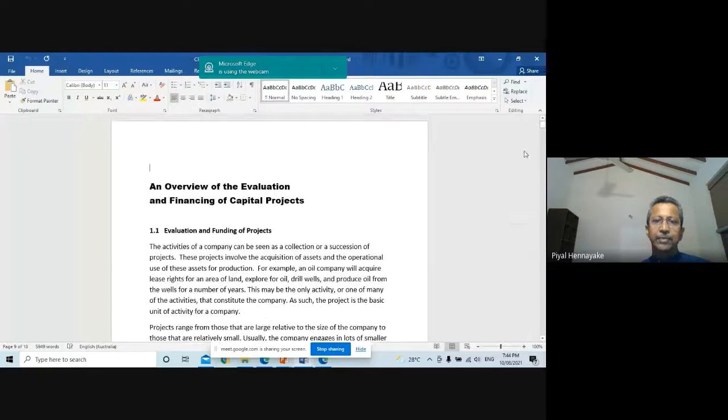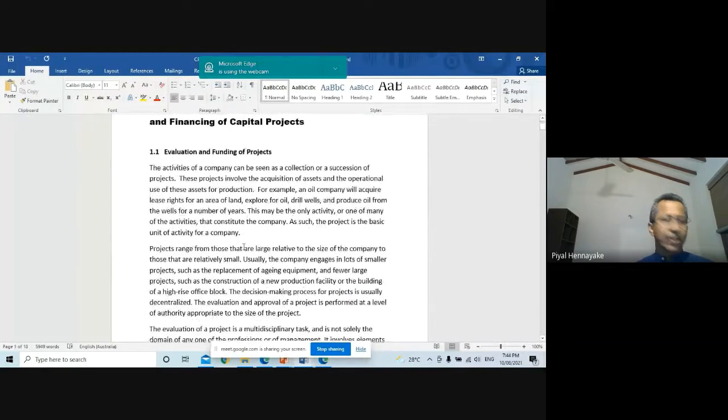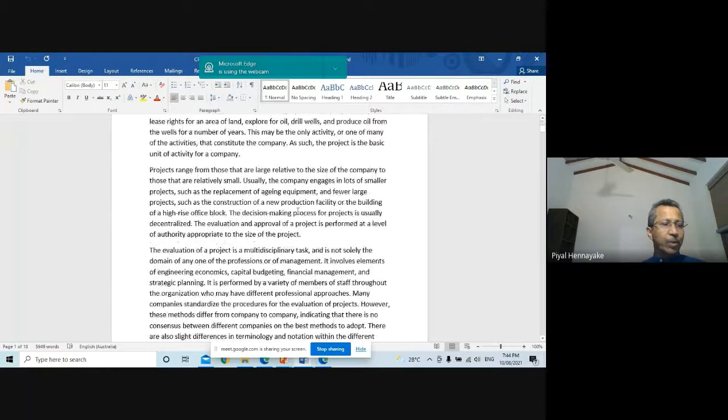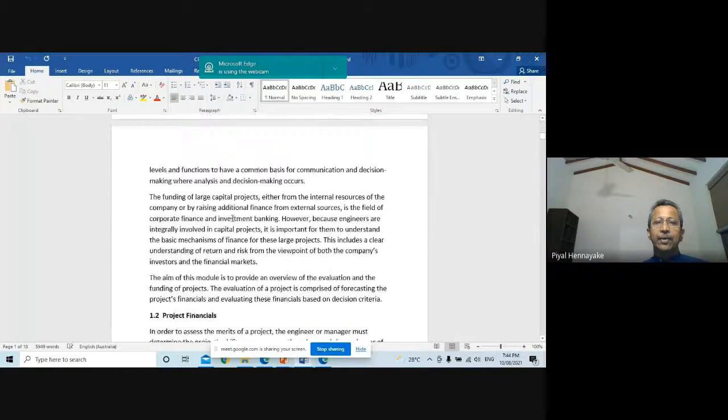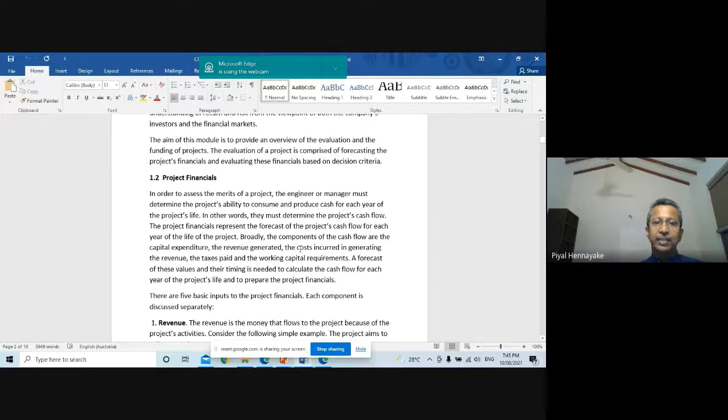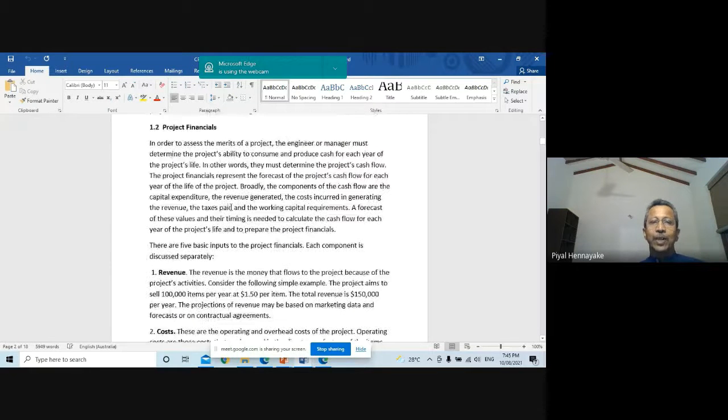I think we didn't have a PowerPoint presentation for this. This was the overview of the financing of capital projects, right? We looked at how to arrive at project financials, right? What are the cash flows we are going to take in a project appraisal, right? So what are we having?